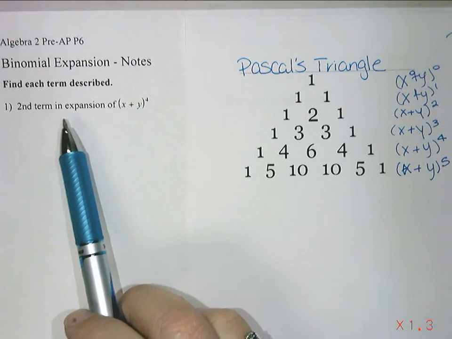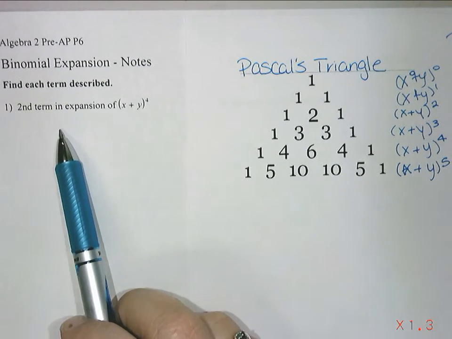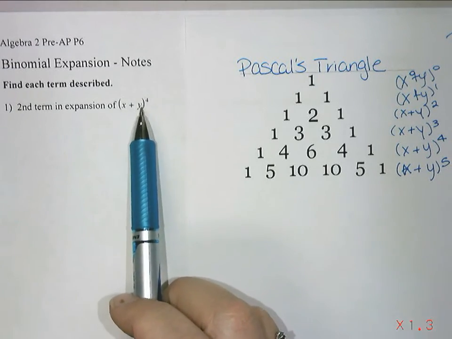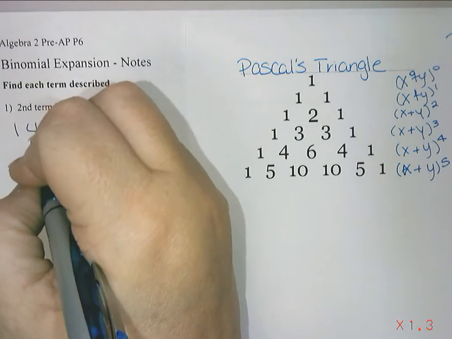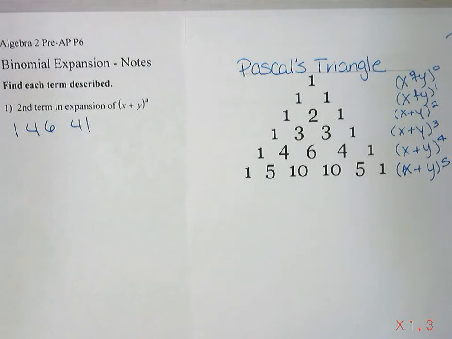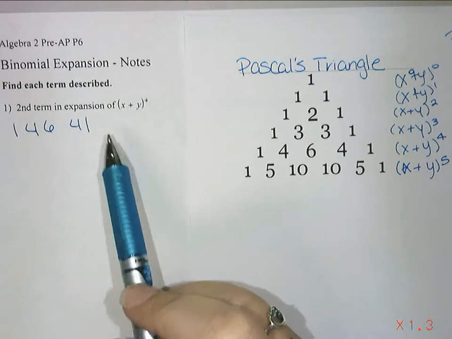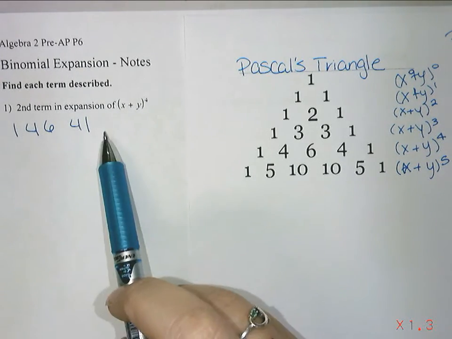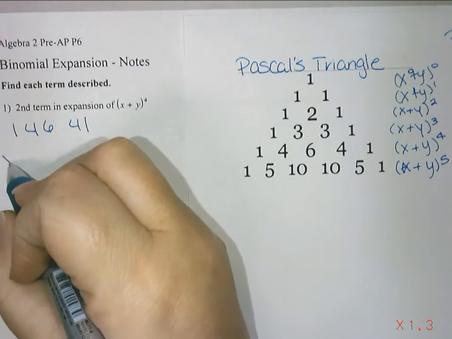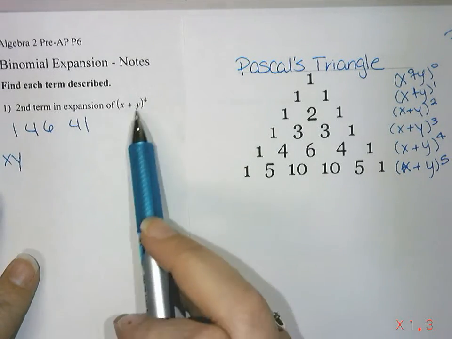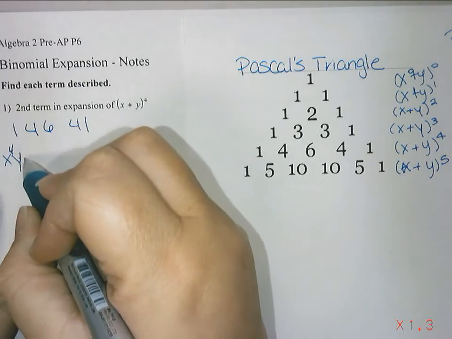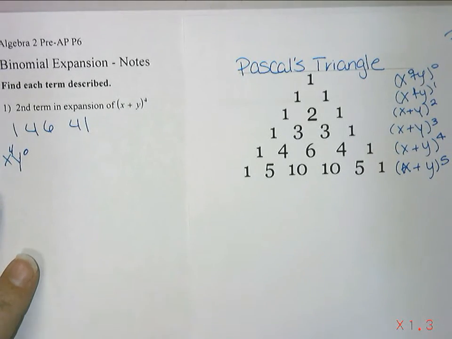So we want the second term in the expansion when we expand this, so we want the fourth one, so that would be this column. We would want 1, 4, 6, 4, 1. So we want those numbers, and then we want to be able to expand it. So basically we're going to have x and y in all 5 of these sets. So in the first set you're going to have the x to the fourth power and then y to the 0 power. And then you're going to count down from your x's, and then you're going to count up for your y's.